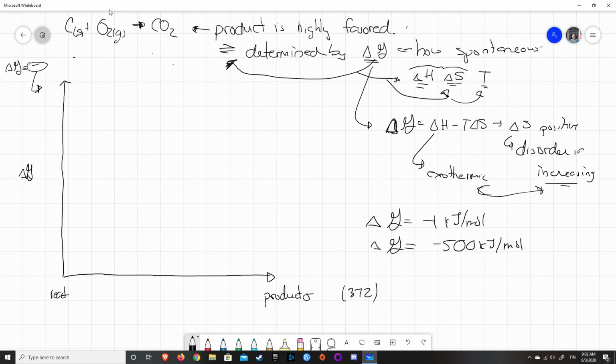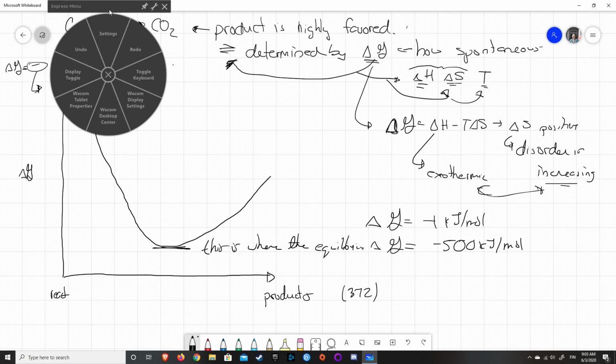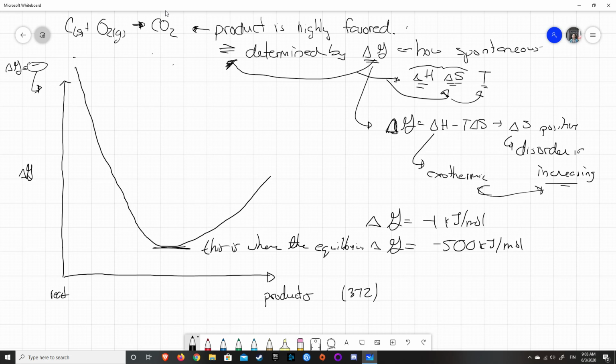So if we were to look at our Gibbs free energy while a reaction is proceeding, it decreases, and then wherever it hits a minimum, this is where the equilibrium lies. And we'll see this more in chapter 17 where we deal with the equilibrium constant. This will start to make a lot more sense, don't worry about that. But this is where the equilibrium lies.